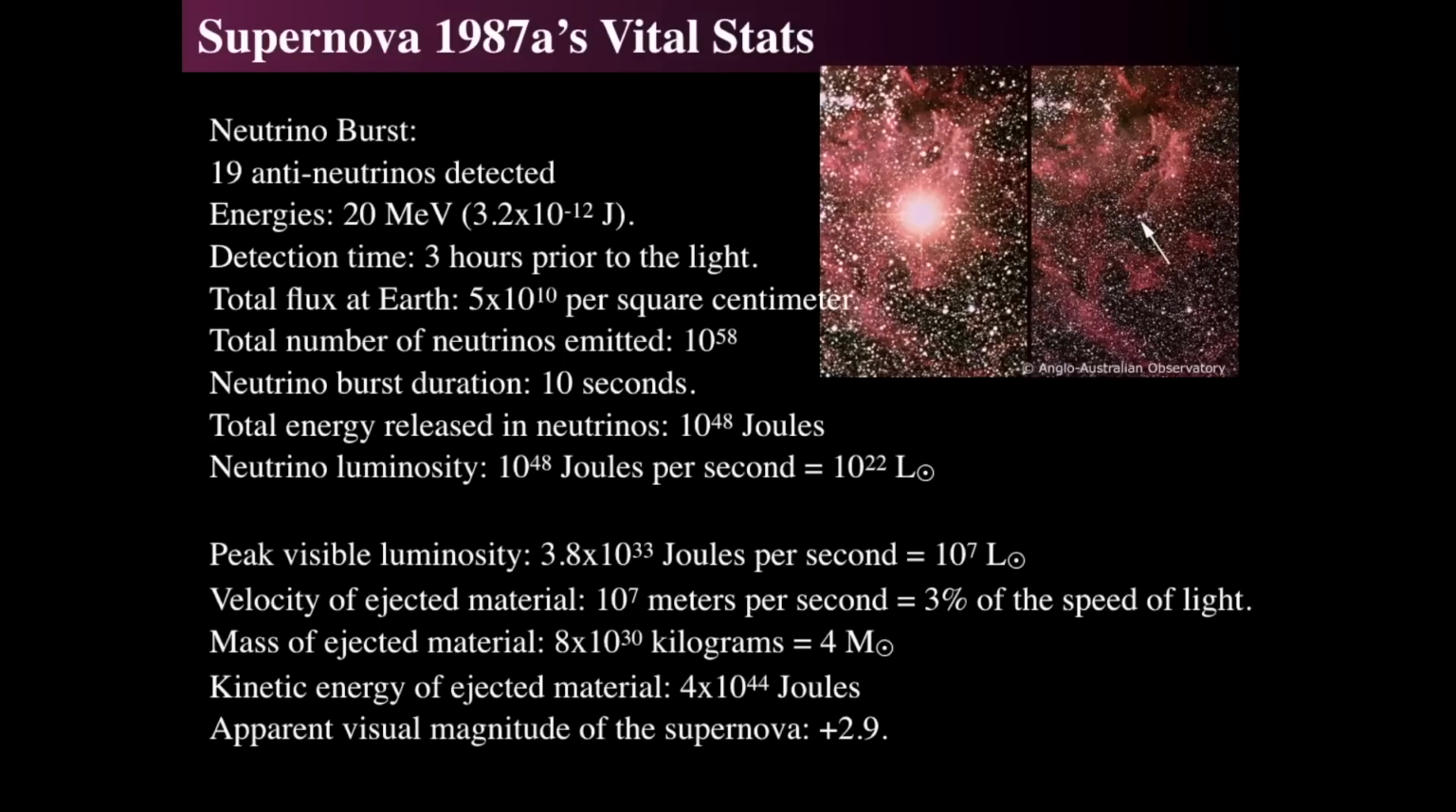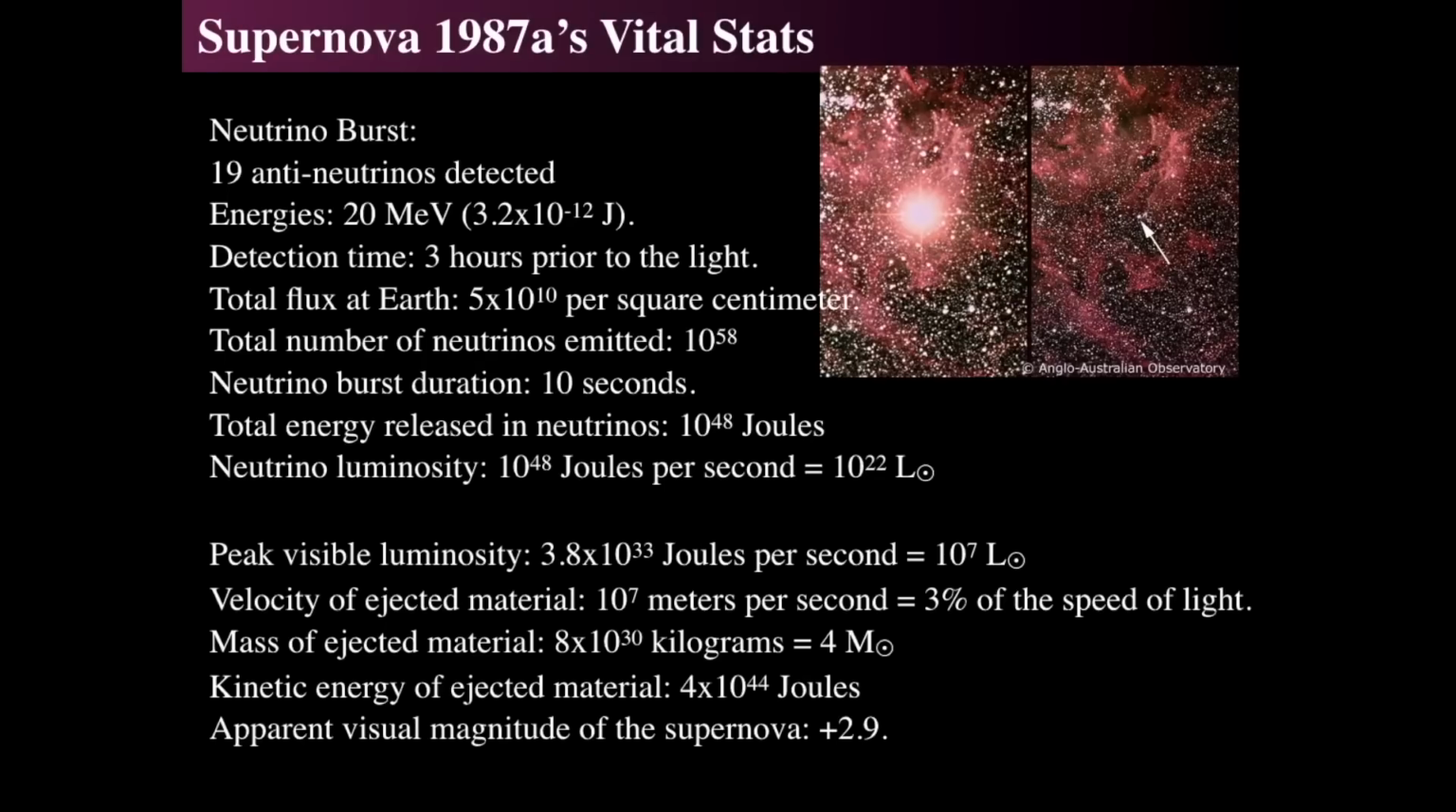The total energy released in the neutrinos is about 10 to the 48th joules, which, if you add it up over 10 seconds, is 10 to the 22nd times the luminosity of the sun. That's a lot of energy. In fact, more than 99% of all of the energy of supernova 1987A and all core collapse supernovae goes out in the form of neutrinos. Neutrinos carry away almost all the energy. Sure, we can see it as a bright thing. But if we had neutrino detecting eyes, we would be blinded because there would be too many neutrinos for us to see.